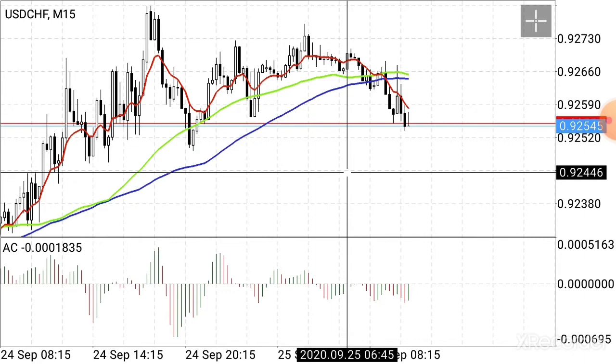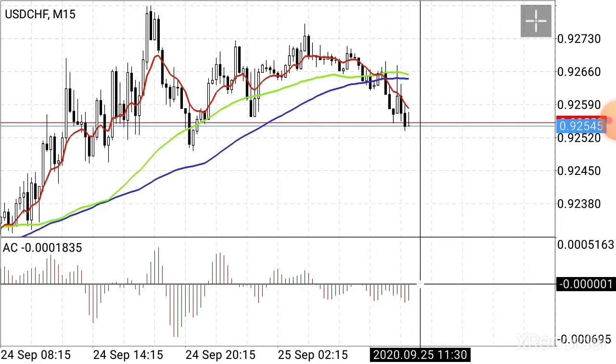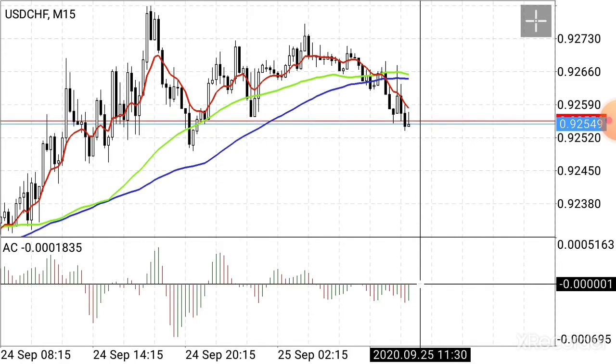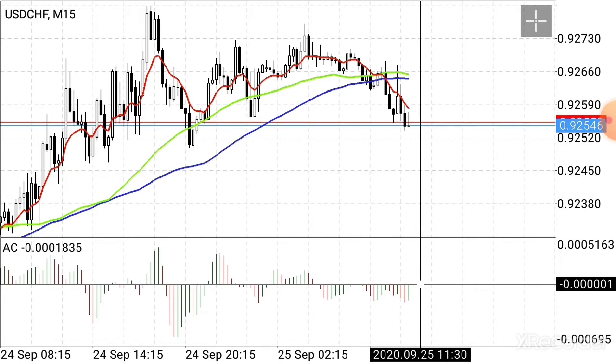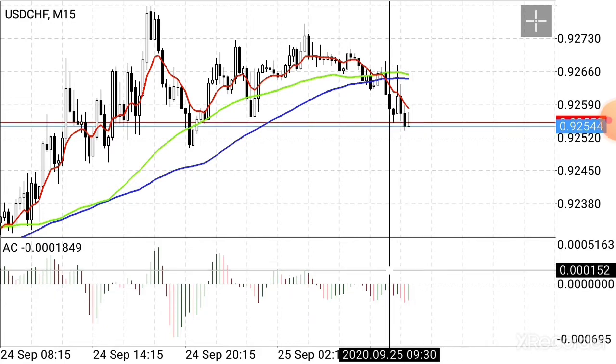Okay, so the other thing I have on the charts is this indicator down below, which is called the Bill Williams Accelerator Oscillator. And what this does is basically give us an idea of acceleration in a certain direction. So acceleration to the upside, of course buying, or acceleration to the downside, selling. Okay, so I'll just talk you through it very briefly.